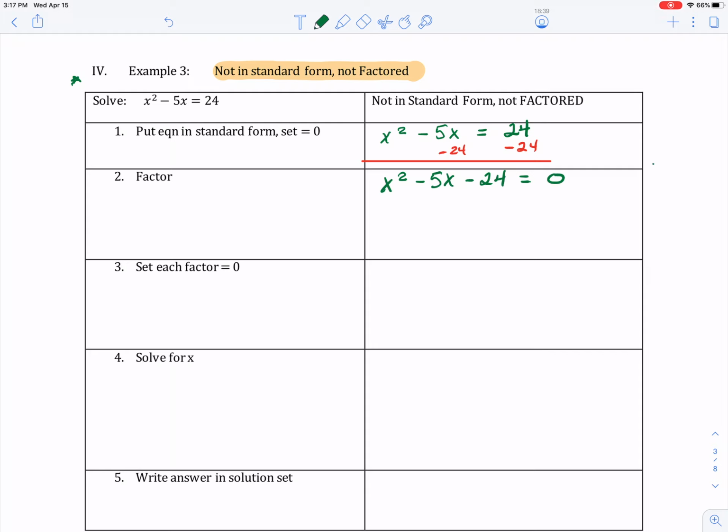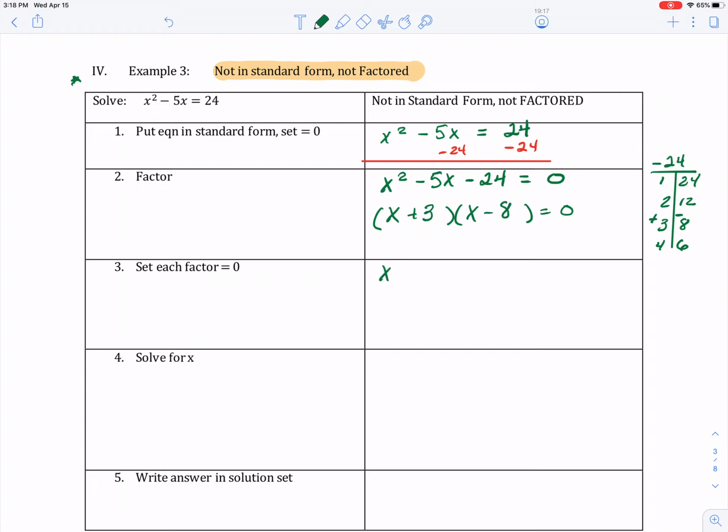So I'm going to try and factor it, and again, assuming that you already know how to factor. I'm looking for a couple of numbers that will multiply to give me a negative 24. That means the signs must be different. And will add to give me this negative 5 in the center. So I'm going to factor the left-hand side now that I have it in standard form. x and positive 3 and negative 8.